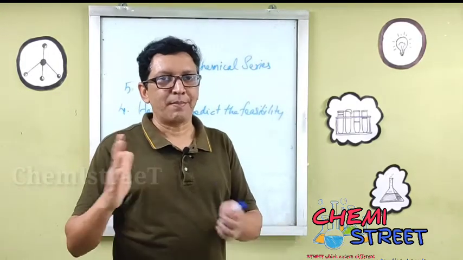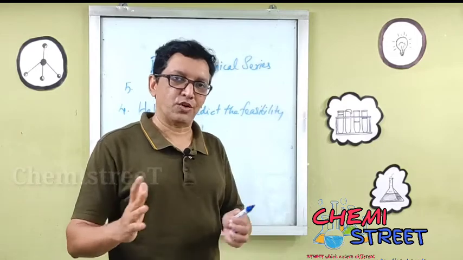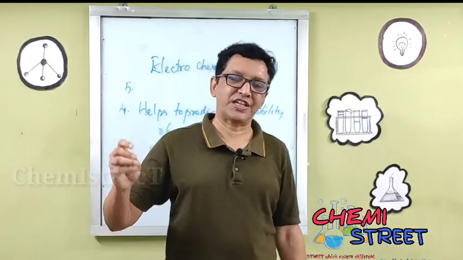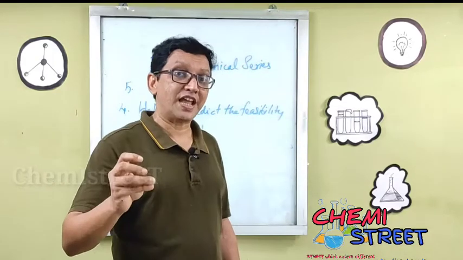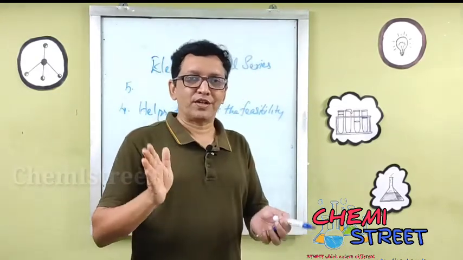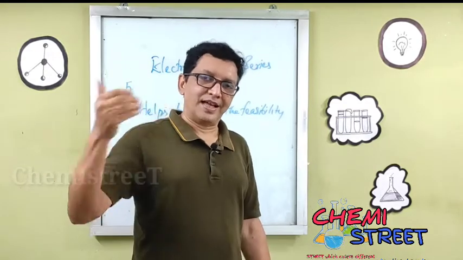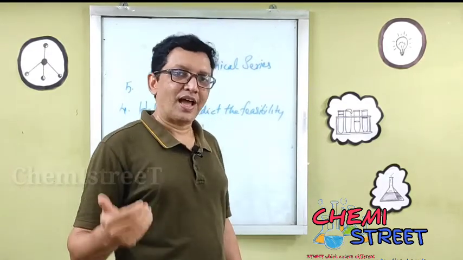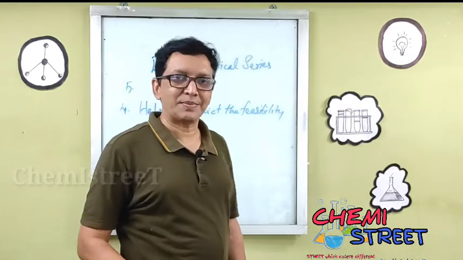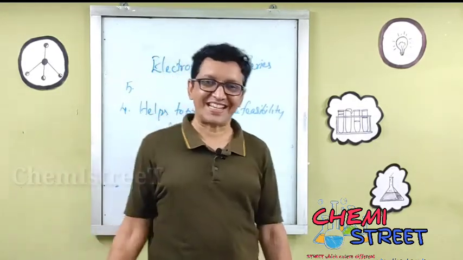So by combining with different electrodes, you could find out the electrode potential of each and every metal, or each and every element. SHE can act as anode as well as the cathode. Now we are having a table. What is the table? Electrochemical series.